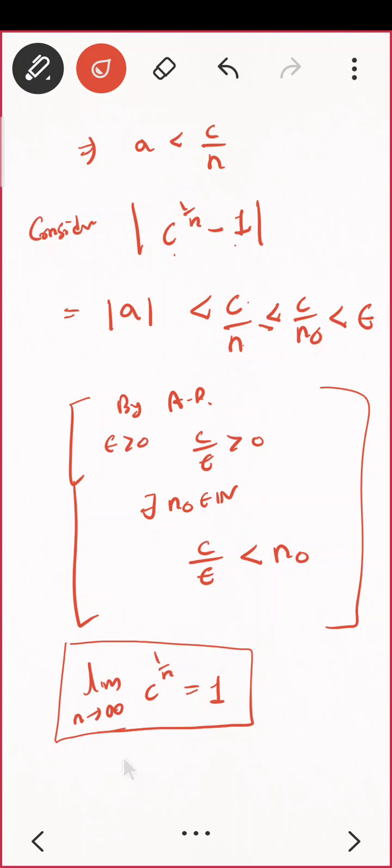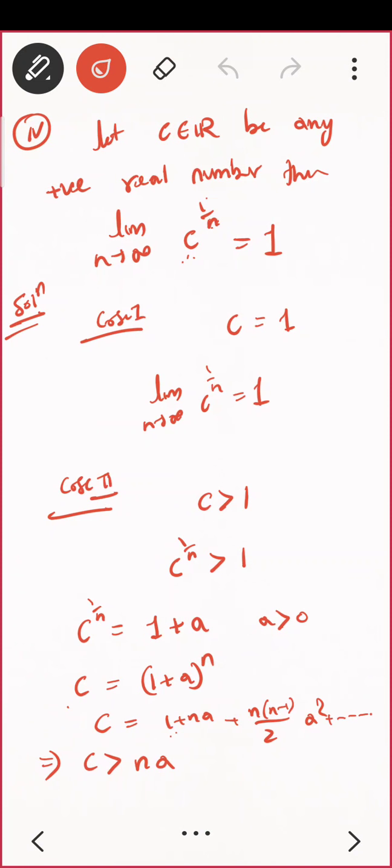Just go back to the proof and check whether everything is correct. In this case, we are taking c greater than 1, and c raised to 1 by n is greater than 1, and so on. Then we started: it is greater than 1, so I'm writing it as 1 plus a, and later on c is greater than a.